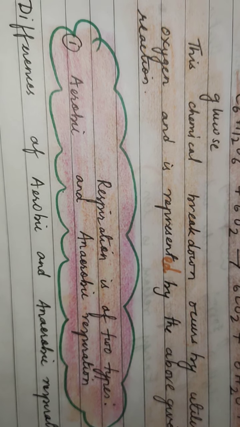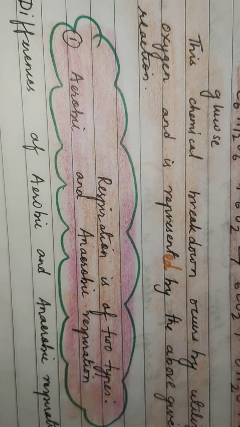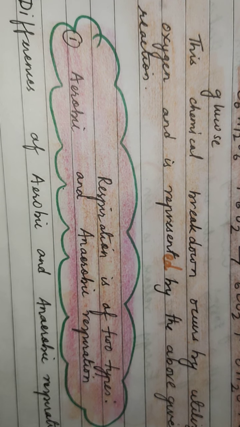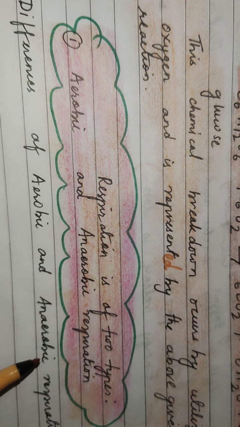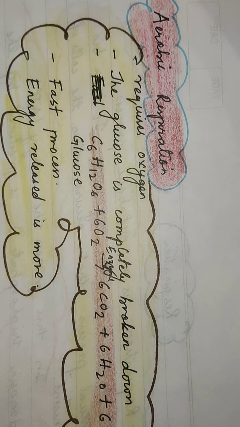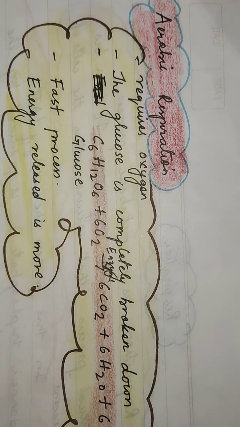differences. So we have two types of respiration. One is aerobic and the other one is anaerobic respiration. So aerobic and anaerobic respiration. So we'll be learning the differences between them. Very easy. First one is aerobic respiration.